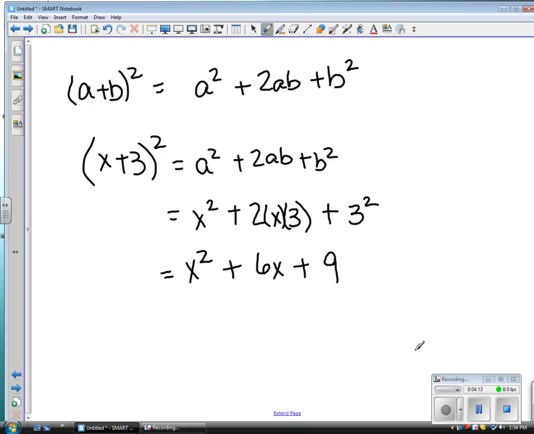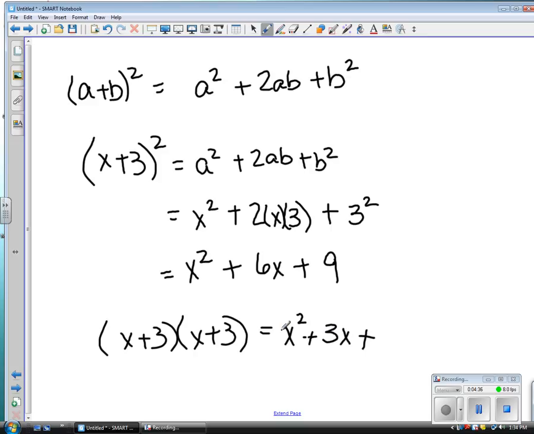That's my answer. Now, if I had expanded that, I would have come out with the same thing if I would have used FOIL. So look, if I would have expanded, what's the first term? x times x is x squared, right? Outside terms, x times 3. Inside term, 3 times x. And last terms, 3 times 3. And then if I would have added my like terms, I came up with the same thing.